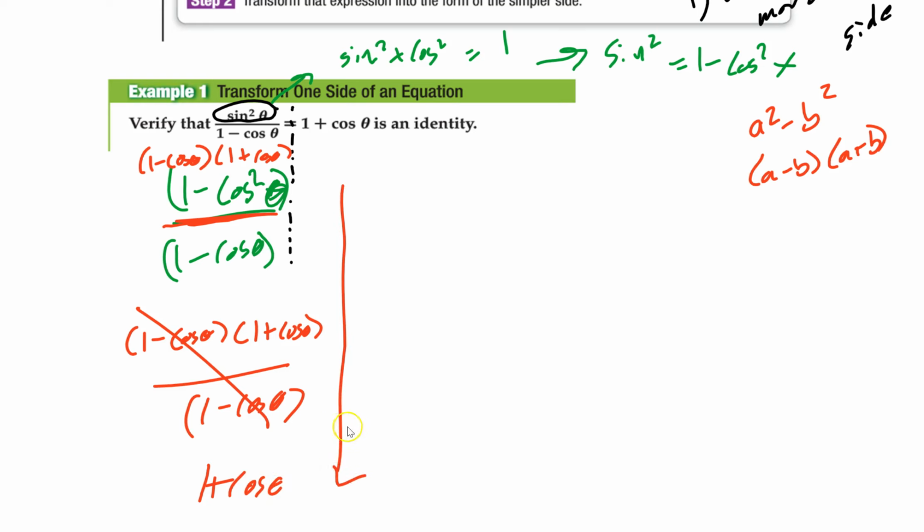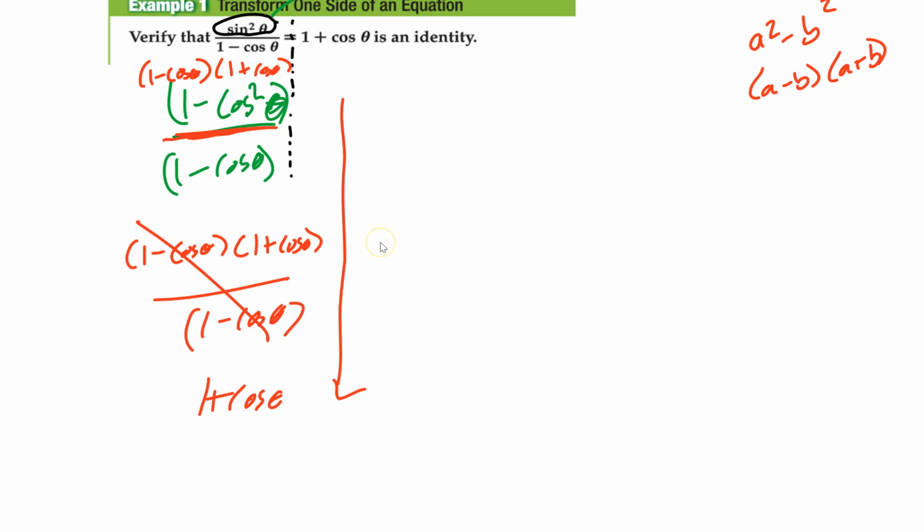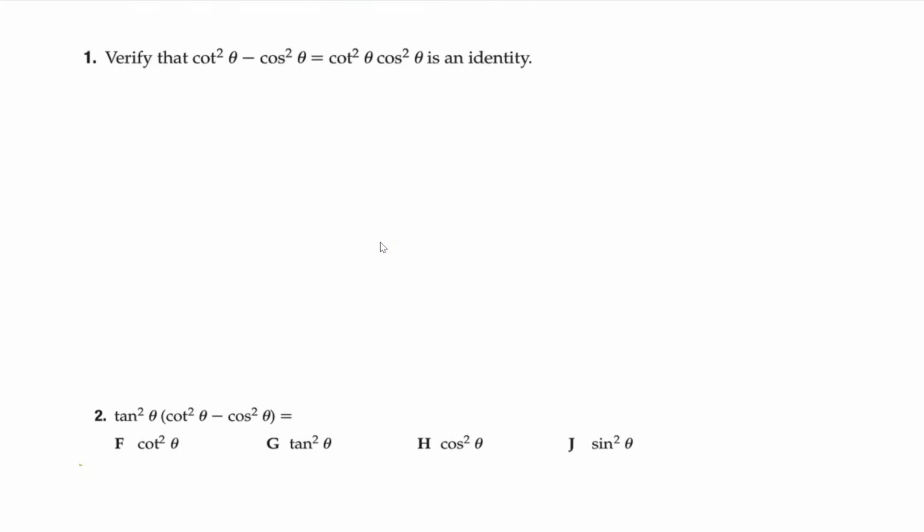Right, now we have 1 plus cosine on both sides. That's verifying a trig identity. You're trying to make both sides match by doing some mathematics. I know, tough, but the way you get better is by doing more of them. So now we have this one.